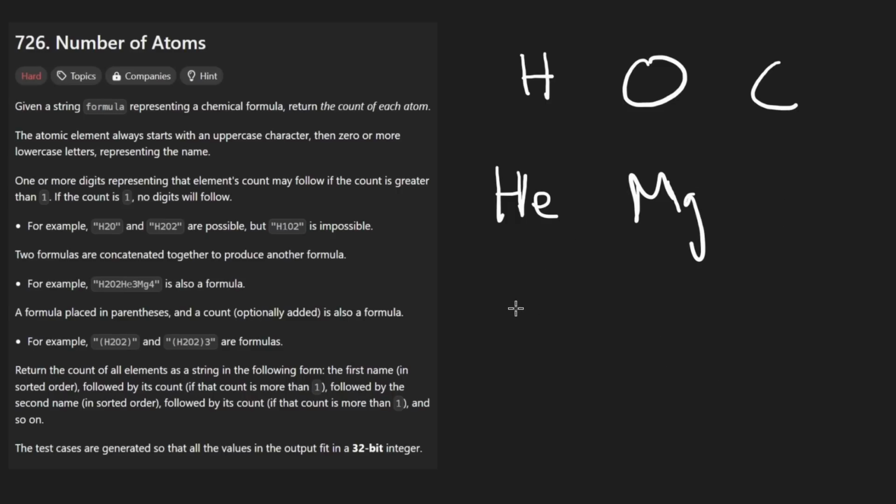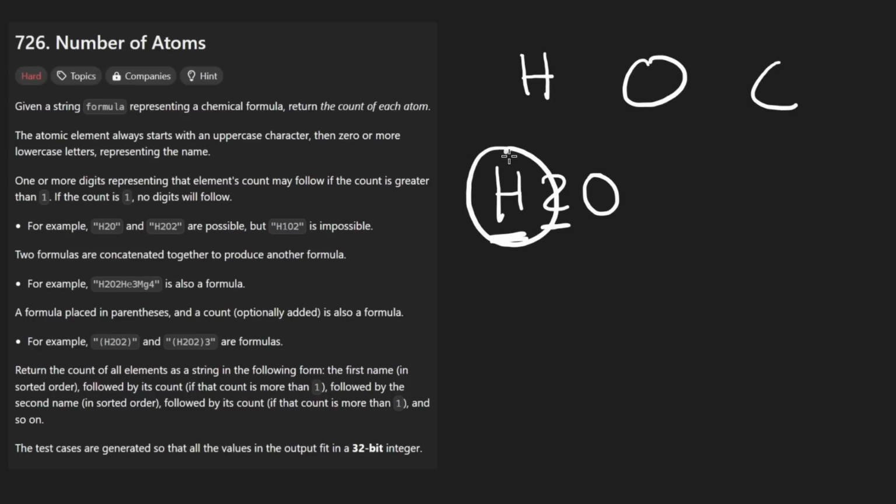Now, every element is going to start with an uppercase character, so that's simple. We're going to be dealing with uppercase characters, we're going to be dealing with lowercase characters, but they're always going to belong to an uppercase character. There's one more thing we're going to be dealing with, well, actually a few more things. A number. Imagine the number 2 comes after helium. That means there's 2 units of helium. There's 2 instances of this element. I'm sure you know what this stands for, H2O. 2 instances of H, 1 instance of oxygen, and then you get water.